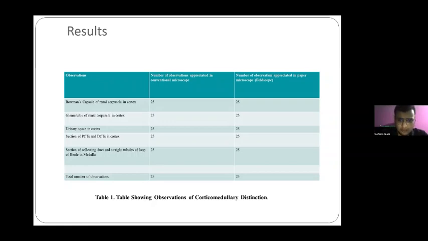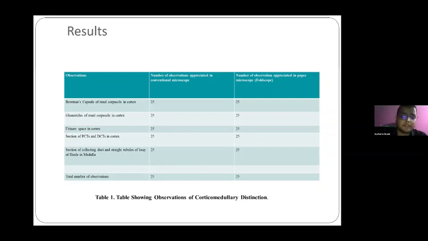And we can see here that the basis of identification of the histological features was the Bowman's capsule in the cortex, the glomerulus in the cortex, and the urinary space in the cortex, that is the distance between the glomerulus and the Bowman's capsule. The sections of the proximal convoluted tubule and distal convoluted tubule in the cortex were also identified, and the sections of the connecting duct and the loop of Henle were also identified.